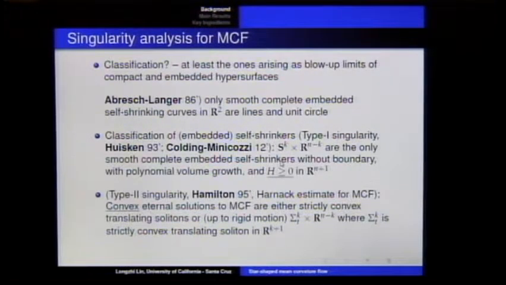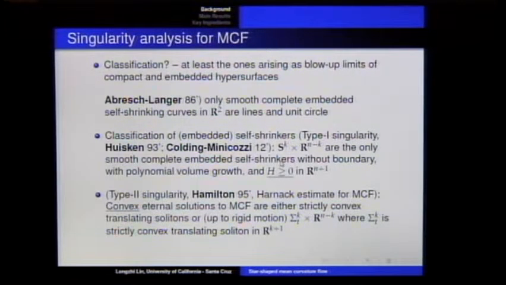So for type 2, Hamilton used the so-called essential blow-up sequence to get a so-called eternal solution for type 2 singularities. And he proved that if the eternal solution is also convex, then you get a Harnack estimate for the mean curvature flow. And from there, he showed that the convex eternal solution has to be a strictly convex translating solution. But again, that's only for one special blow-up sequence, which is Hamilton's essential blow-up sequence.